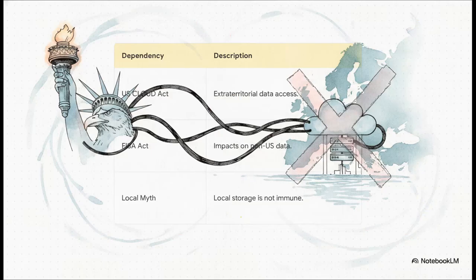Now, let's look at why this geographic discrepancy actually matters legally. It's all about jurisdictional dependency. If your cloud provider is headquartered outside the EU, your data can still be accessed under foreign laws, things like the US Cloud Act or the FISA Act. And this brings us to a really common misconception, the local storage myth. Listen, simply mandating that a US provider stores your data in a physical server somewhere in Europe does not grant you legal immunity from those extraterritorial requests.